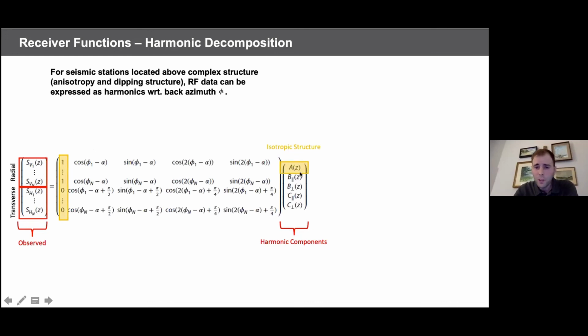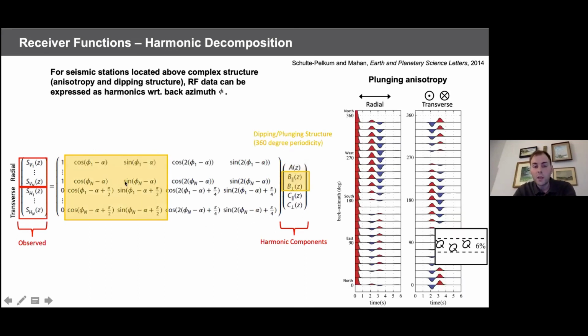So the first harmonic component is just the sum of all the radial receiver functions, neglecting all of that energy that comes into the transverse component. And so that just represents the isotropic structure beneath the station. If we look at the B components, they're described by cos and sine terms as a function of back azimuth phi, and they describe structure within the data set that shows a periodicity of 360 degrees. And like we talked about, that's due to either dipping structure or plunging anisotropy.